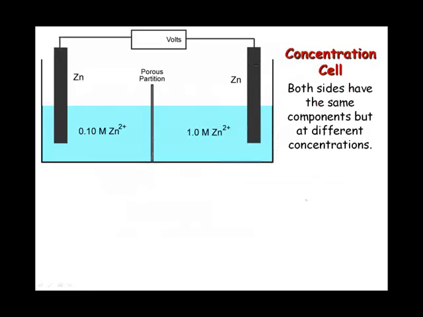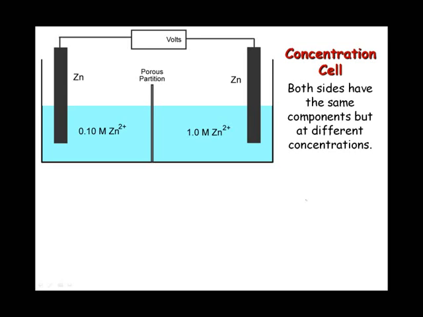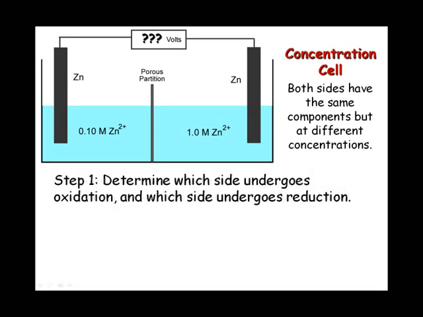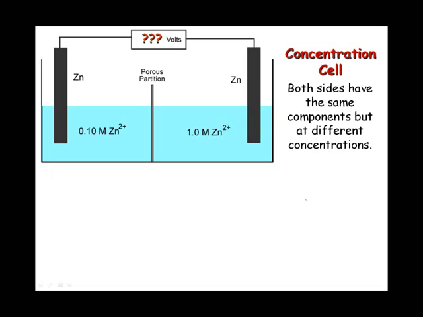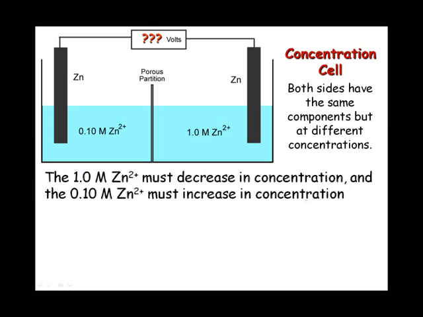Okay, sometimes we have what are called concentration cells, where we have the same components on both sides of the cell, but there are different concentrations. So in order to figure out what's going to happen to the voltage, we have to look at which side undergoes oxidation and which side undergoes reduction. So we can use our idea of Le Chatelier's principle that says if I create a shift, the process is going to move in the direction to get back to that initial concentration.